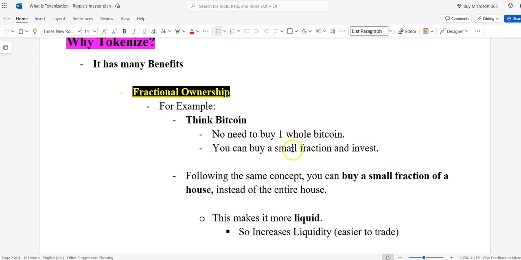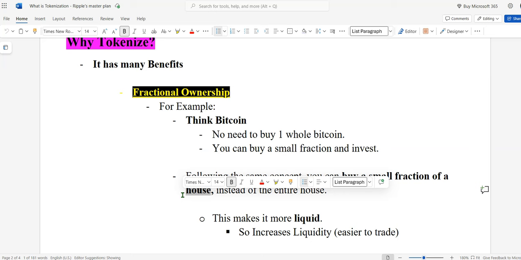The same thing, if you have a house, let's say, you could tokenize it. You could make a digital version of it in the XRP Ledger. And now somebody, let's say in Japan, they could buy a fraction of your house with that token.